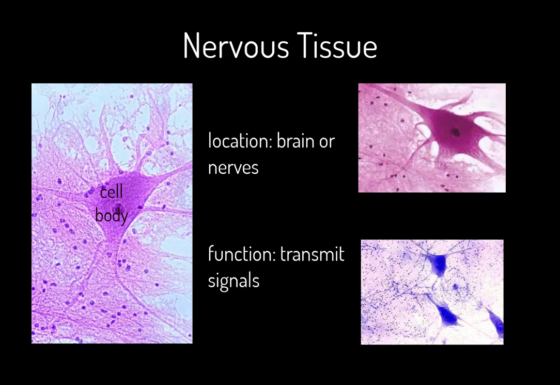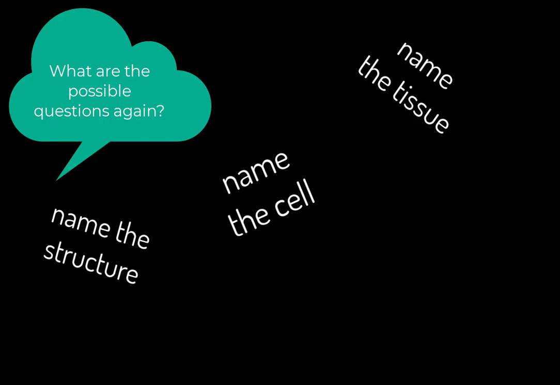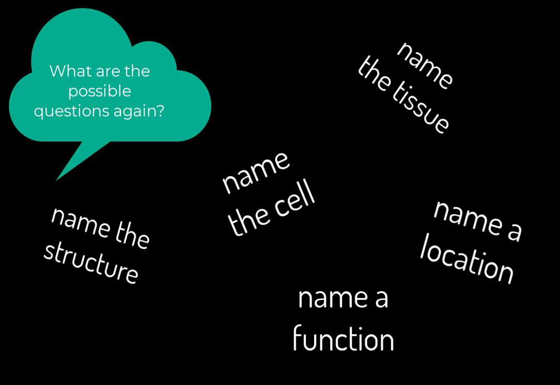That pretty much sums up histology. Remember, there's 5 questions you can have. Name the tissue, name the cell, name the structure, give a function, or give a location for each of the tissues.